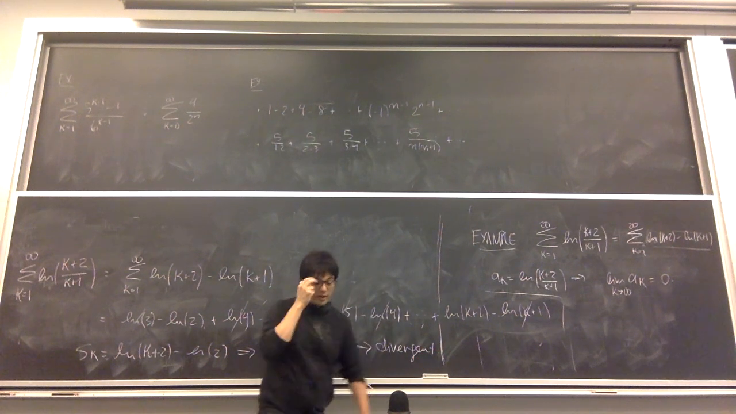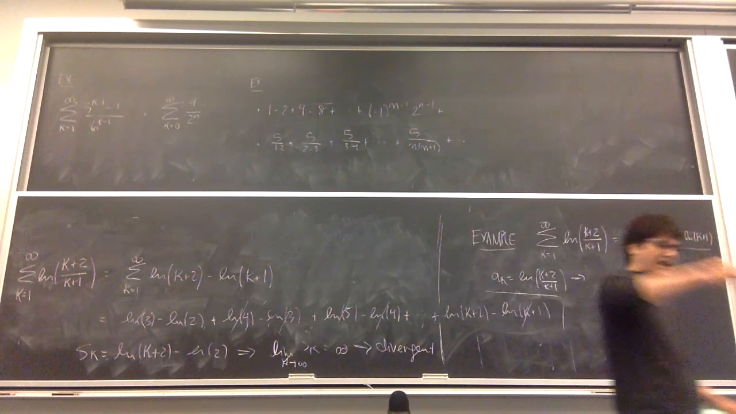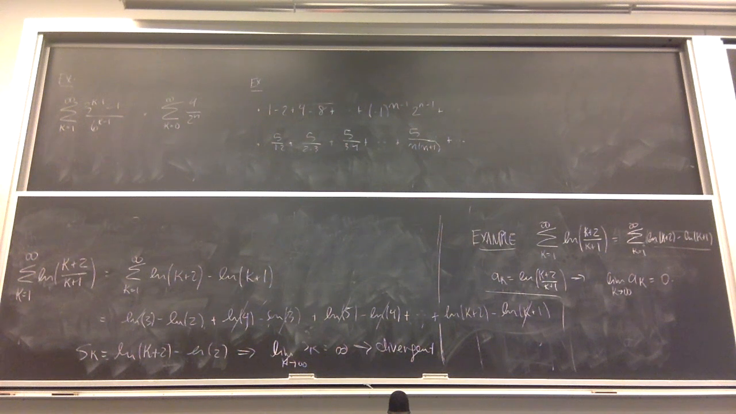Here's an example of a series whose summands are tending to 0, but whose sum is nonetheless divergent. And that's where we'll stop today.